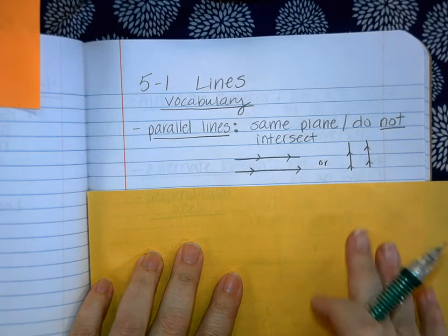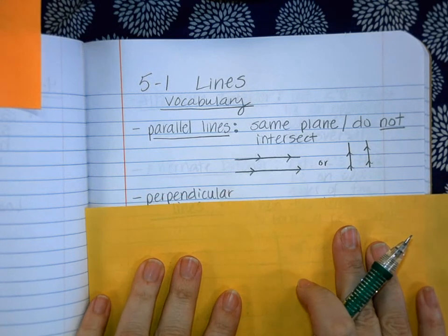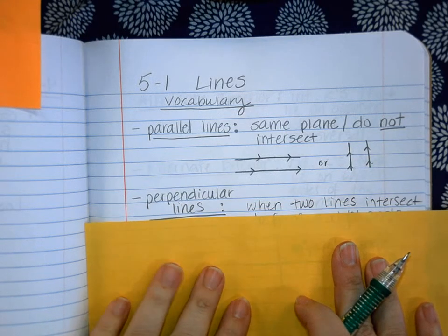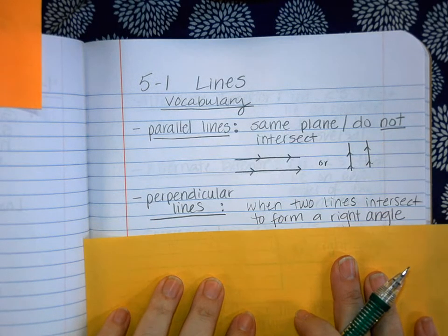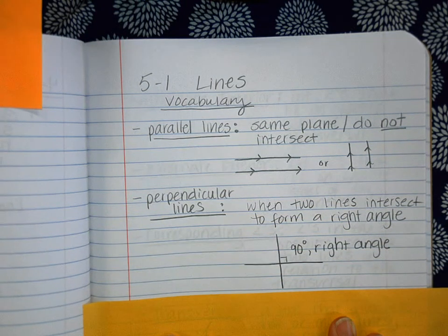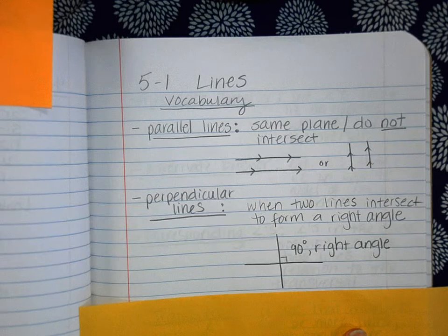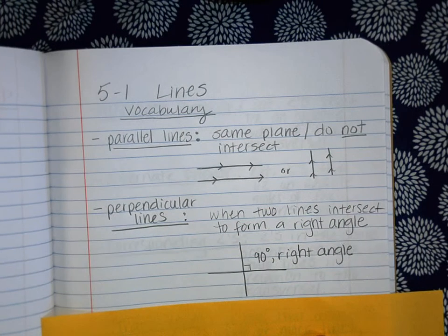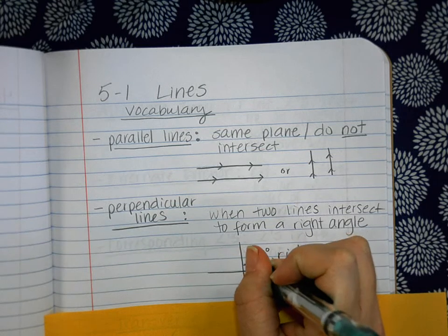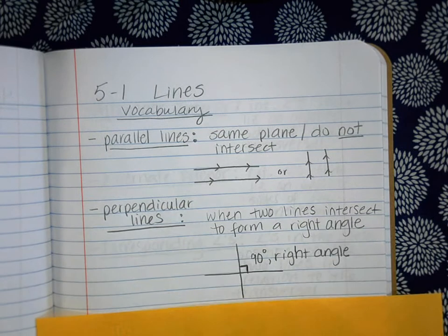Awesome. Okay. Perpendicular lines, do you remember that? That's when two lines intersect to form a right angle. A right angle is 90 degrees. Do you remember that stuff? Now you do, now that I showed you, right? This little square represents 90 degrees. You're going to see that a lot.